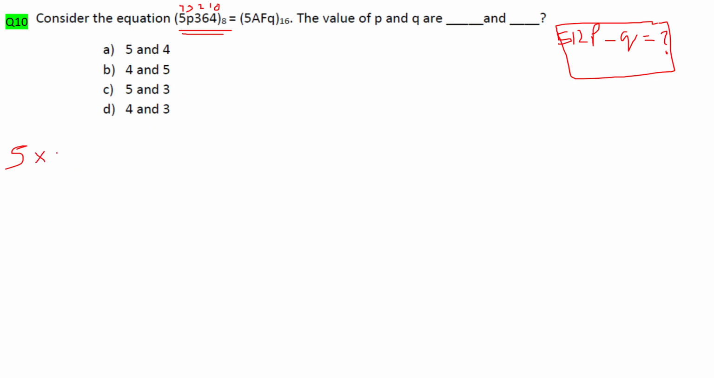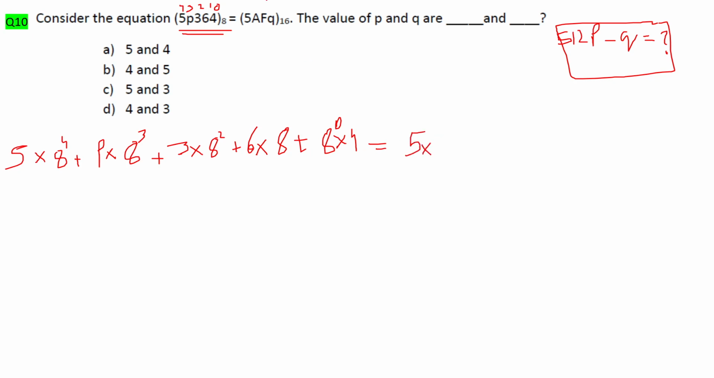So 5 multiplied by 8 raised to the power 4, plus p multiplied by 8 cubed, plus 3 multiplied by 8 squared, plus 6 multiplied by 8, plus 4 multiplied by 8 raised to the power 0, is equal to the right-hand side: 5 multiplied by 16 cubed, plus a, that is 10, multiplied by 16 squared, plus f, that is 15, multiplied by 16, and then q multiplied by 16 raised to the power 0.